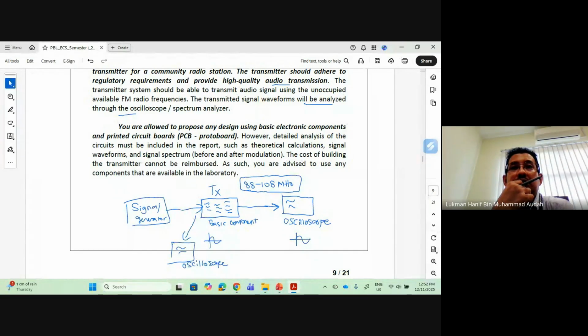So before you do this, I suggest you do the simulation first using Proteus, Multisim, and etc. so that you can get the estimated output. So before you do the hardware, you should try to simulate first using software so that you can choose the correct parameters of each of the electronic components. Okay.